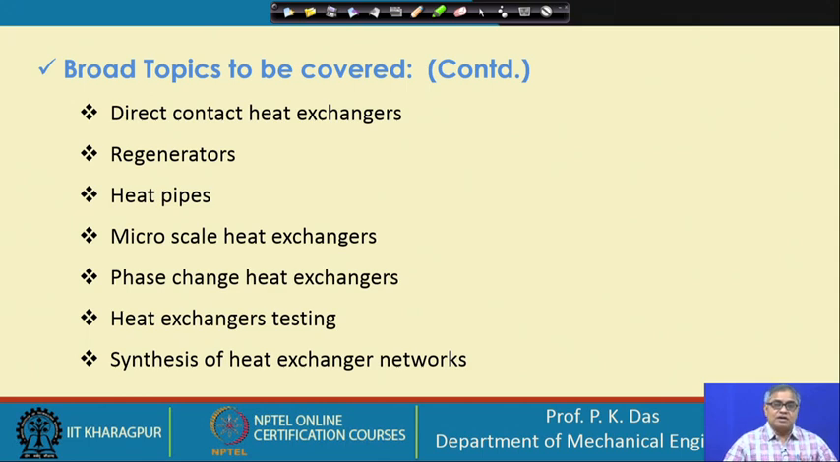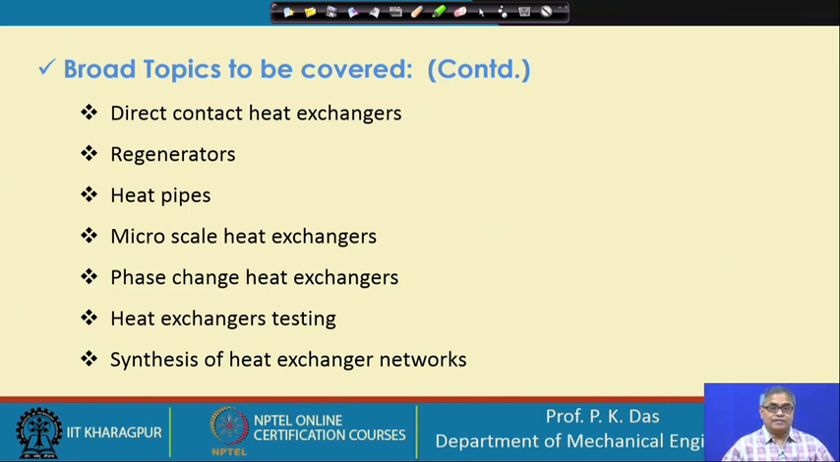Though direct contact heat exchangers are not many in number, they again occupy a very key position in the family of heat exchangers, and again we would like to discuss direct contact heat exchangers, especially because they are slightly different from indirect contact heat exchangers.